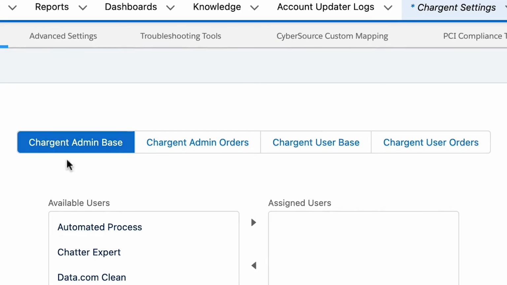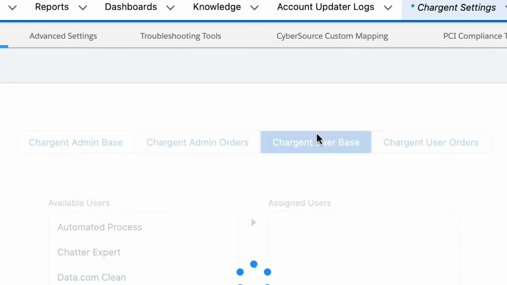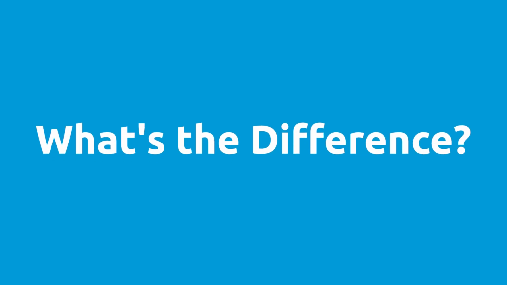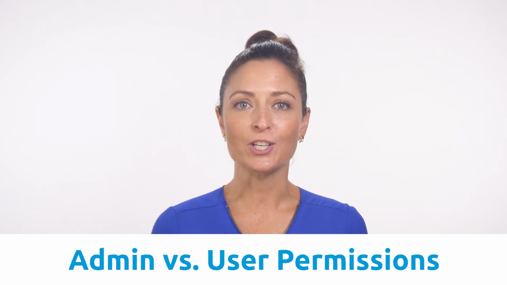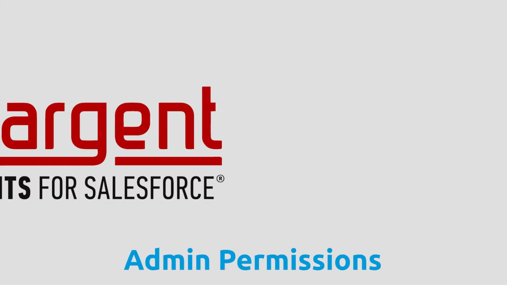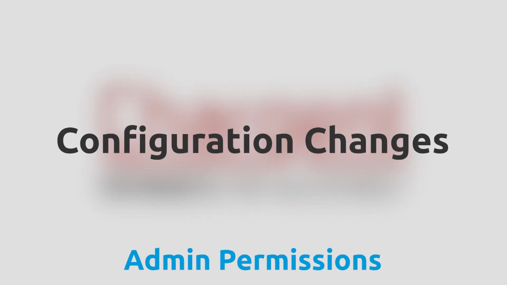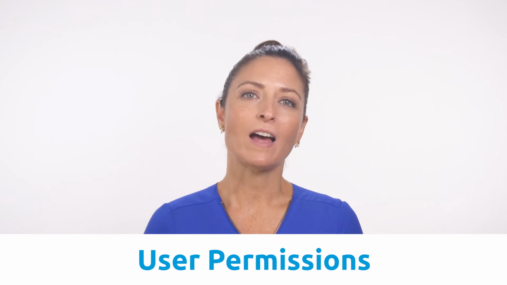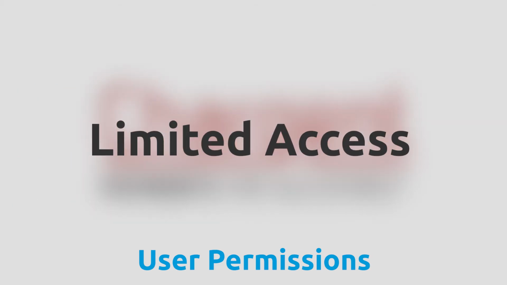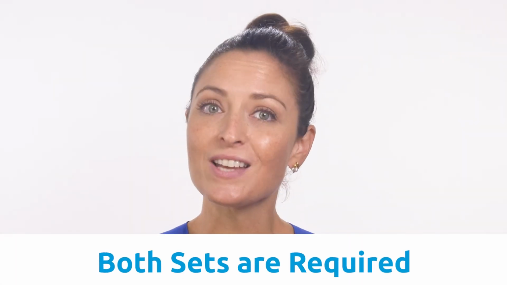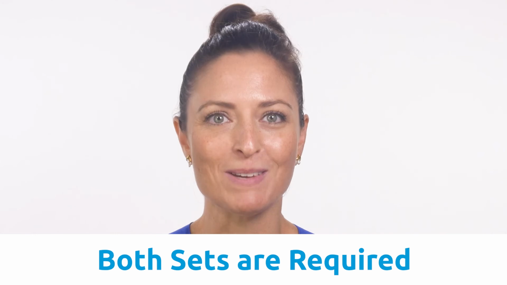In the Permission Set Assignment Utility interface, you will see there are 4 tabs: Chargent Admin Base, Chargent Admin Orders, Chargent User Base, and Chargent User Orders. The primary difference between the admin and user permissions is admin permissions give users the ability to make configuration changes to Chargent. Those with user permission sets will have more limited access to the various Chargent settings. The base permissions are what give the user permissions related to the base package, and the orders permissions are what give a user permissions related to the orders package. Both sets of permission sets are required to be able to use Chargent.